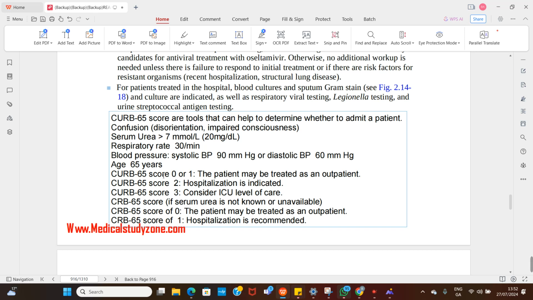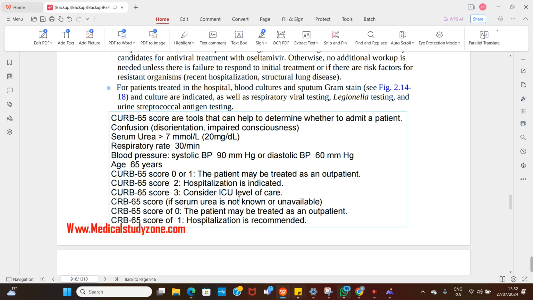So what's the scoring system? You assign a score of 1 for each of them. 1, 2, 3, 4, 5. So if anybody gets a score of 0 to 1, it's not very severe, so you treat as outpatient. If the person has a score of 2, hospitalize. If the person has a score of 3, consider ICU care. Do you understand that?